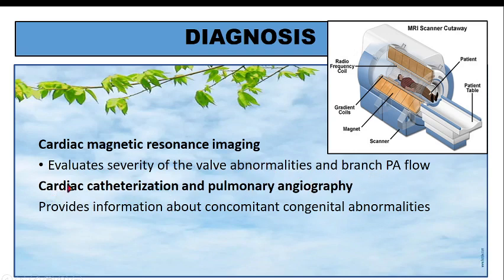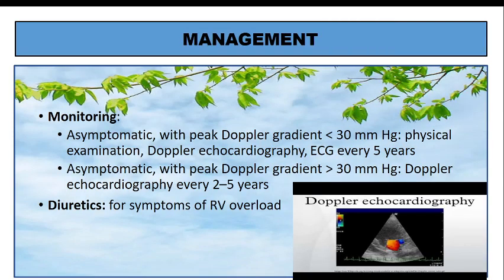Okay, next is cardiac catheterization and pulmonary angiography. Then you can find out about concomitant congenital abnormality. Concomitant means, is there something else along with it? Pulmonary artery stenosis is there, but is there some other problem along with it or not? This can be found out by cardiac catheterization and pulmonary artery angiography.